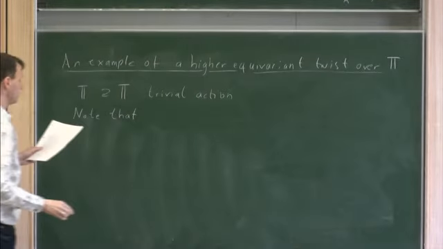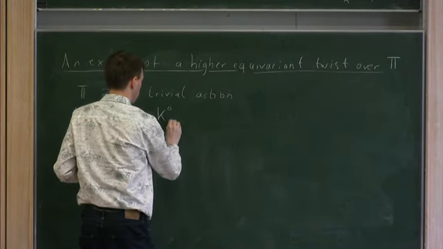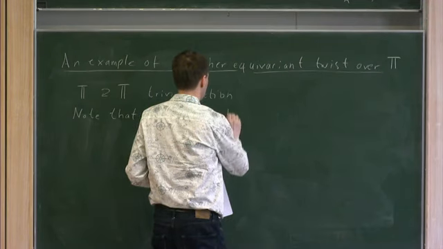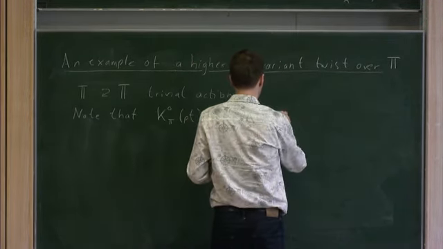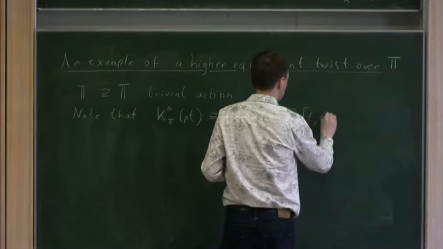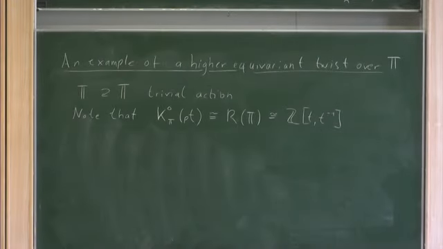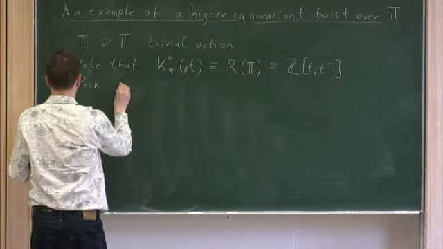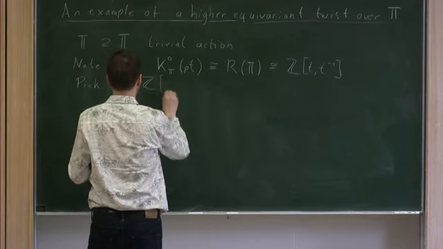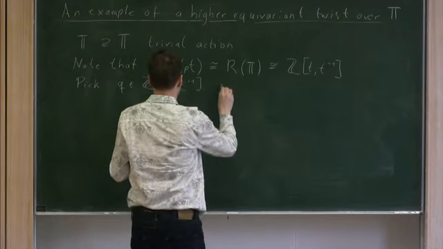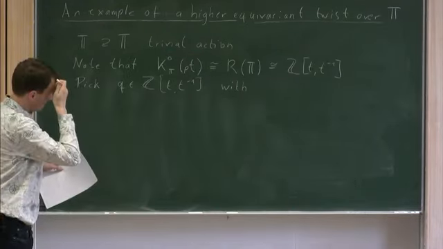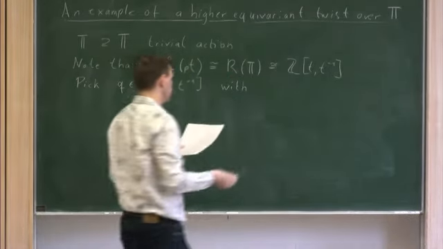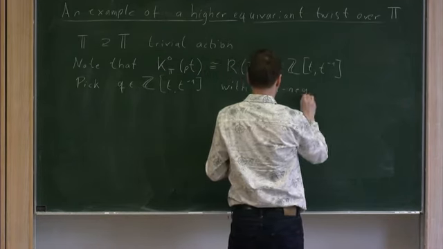And now we can look at the equivariant K-theory of a point. This is the representation ring of the circle, which is the polynomial ring in T and T inverse. Now I can pick a polynomial in this representation ring. And I need it to be positive, so that it is really represented by a representation and not only by a formal difference.